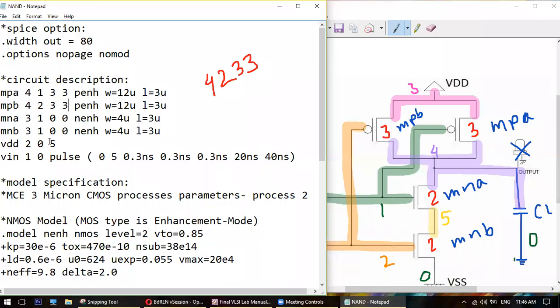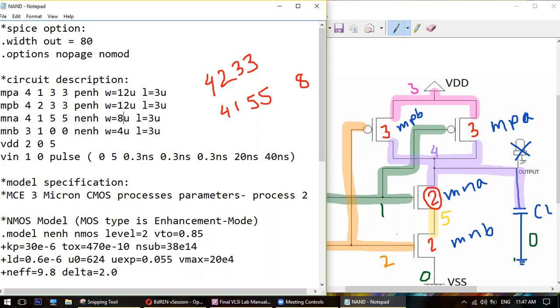Now come to the next one. That means the NMOS. What is the connection of MNA? What is the drain? Drain is 4. What is the gate? Gate is 1. What is the source? 5. Body is also 5. And what is the sizing? 2, that means 8, right? Yes. So 4, 1, 5, 5. The sizing will be 8.